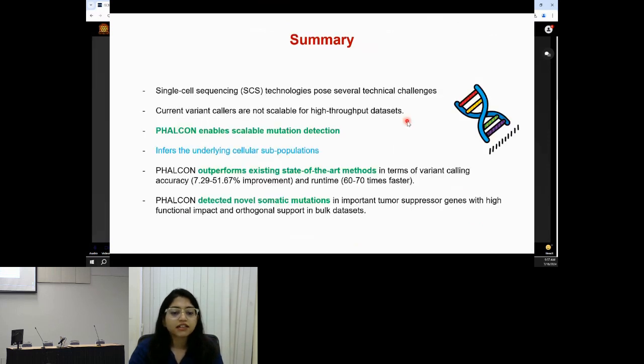So in order to summarize, we have created a new single cell level variant calling algorithm, which is able to scale up for high throughput sequencing datasets. The main idea behind PHALCON is that we infer the underlying cellular subpopulation and we perform clonal level variant calling followed by single cell level variant calling. PHALCON is outperforming all the existing state of the art methods in terms of variant calling accuracy as well as runtime. And we are detecting novel somatic mutations in important tumor suppressor genes which have high functional impact and orthogonal support in bulk datasets.